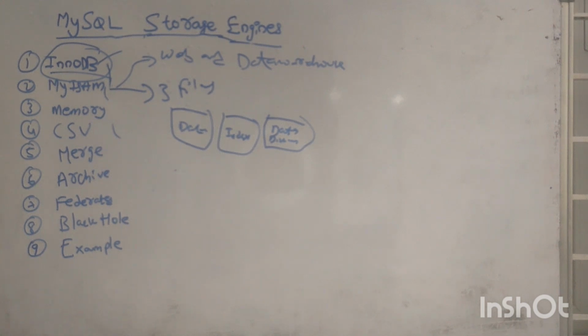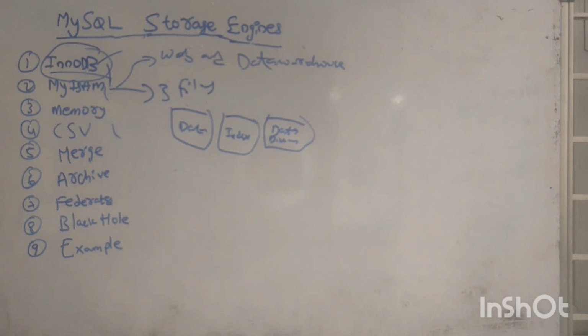MyISAM supports concurrent inserts. Concurrent is nothing but parallel. So we can do parallel inserts in the same MyISAM table. MyISAM also supports creating indexes on blob and text columns, and it also supports creating indexes on columns with null values.